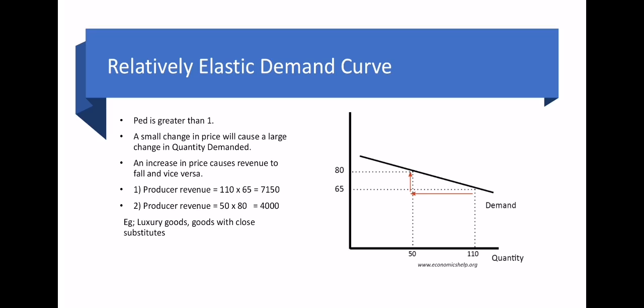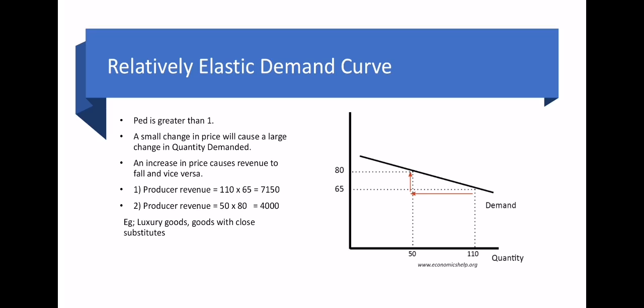Now as you can see, let's take the first point where we produce 110 units at the price of 65. Just imagine we are Adidas, producing 110 shoes at 65 rupees each. So 110 into 65, our revenue is 7,150.